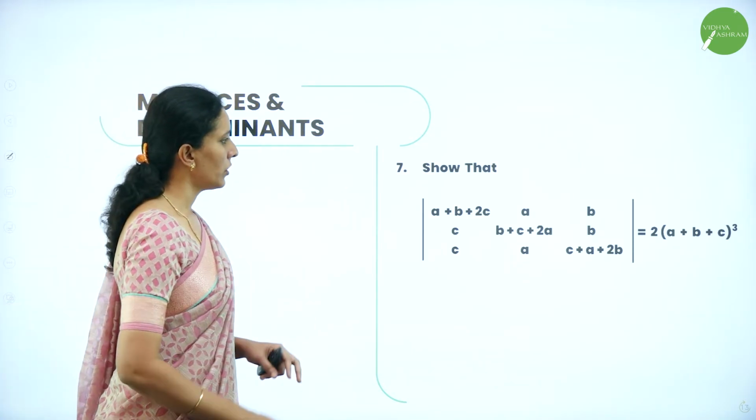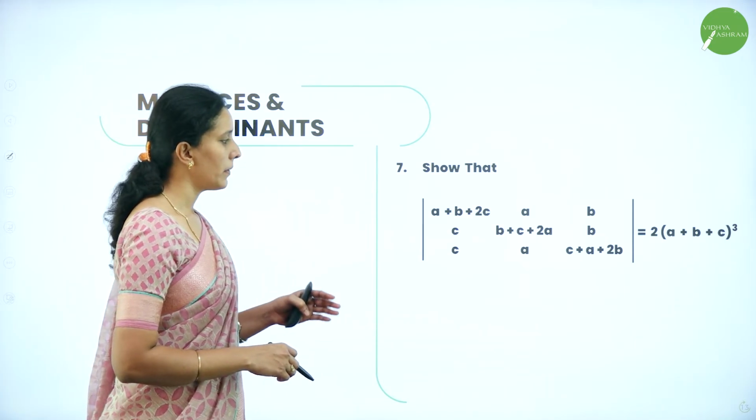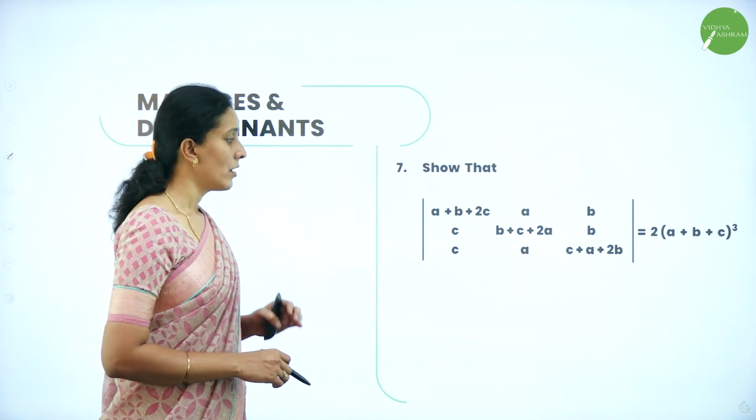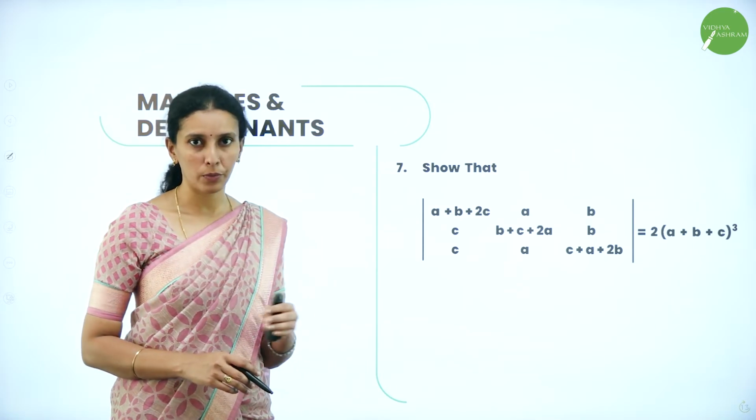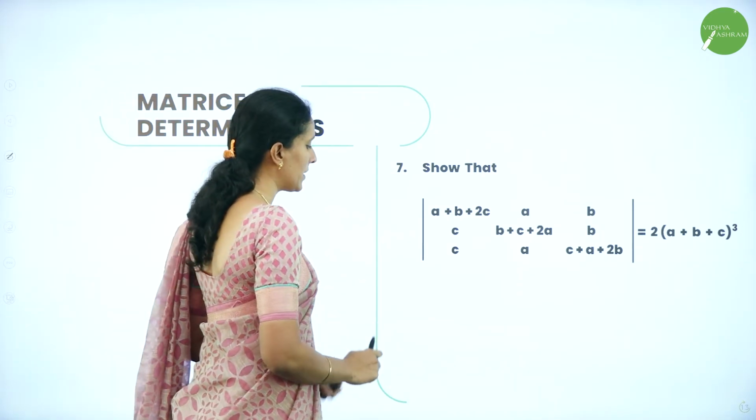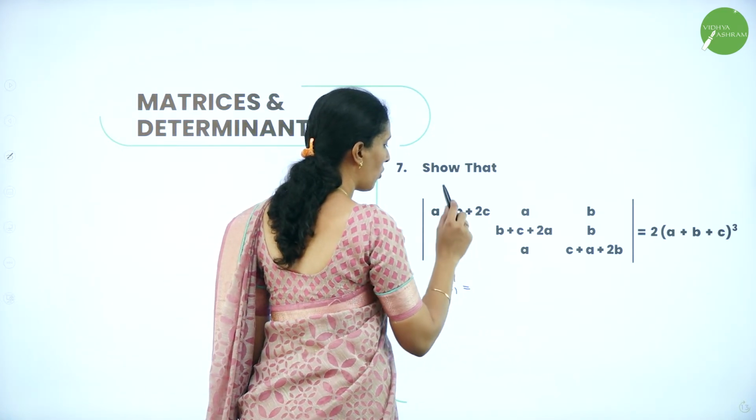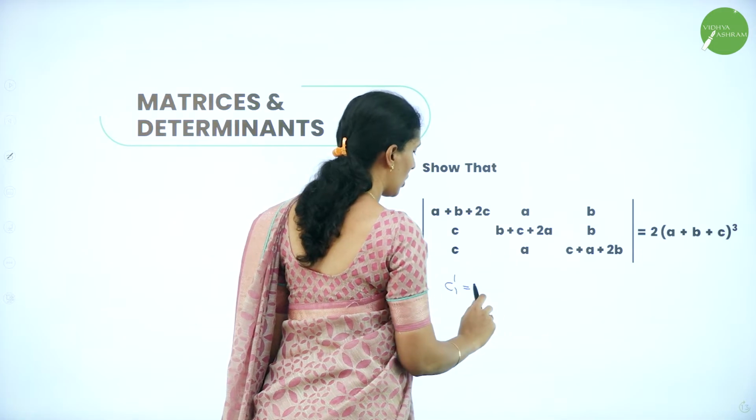Next question. Show that the determinant with rows (A plus B plus 2C, A, B), (B plus C plus 2A, B, C), (A, C, plus A plus 2B) is equal to 2 times (A plus B plus C) whole cube. So let me take column 1 as the sum of column 1 plus column 2 plus column 3.